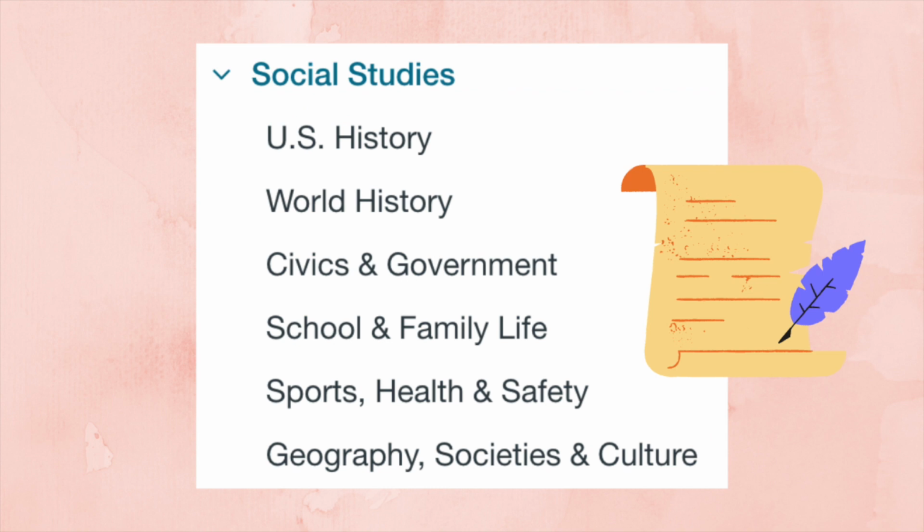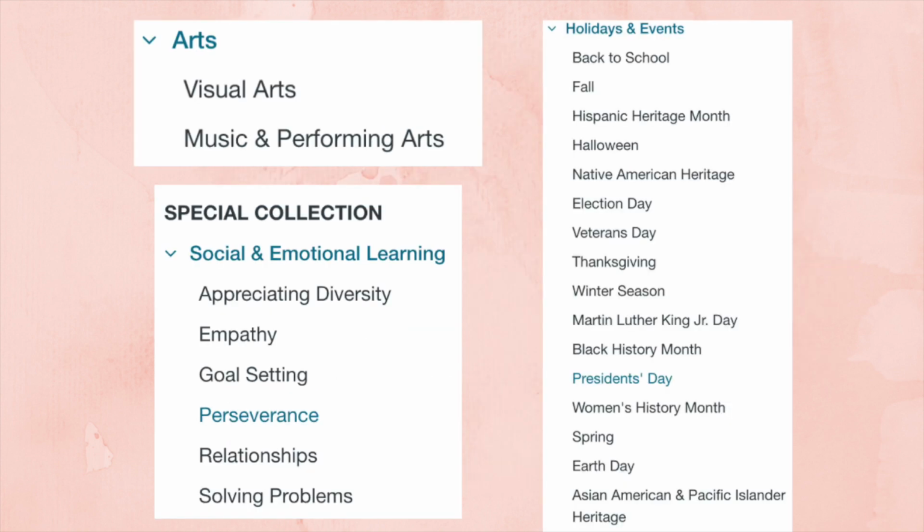They also offer social studies, so U.S. history, world history, civics and government, and more. They offer arts, visual arts, and music performing arts. So these are texts that involve this information. They also have a special collection that includes social emotional learning, like perseverance, goal setting, solving problems.